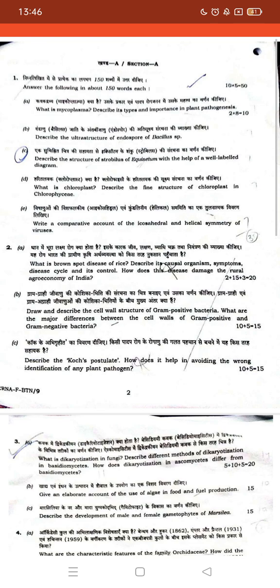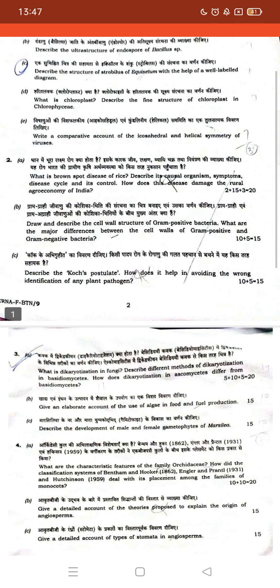Write a comparative account of the icosahedral and helical symmetry of viruses. Question number 2 is, what is brown spot disease of rice? Describe its causal organism, symptoms, disease cycle, and its control. How does this disease damage the rural agroeconomy of India?